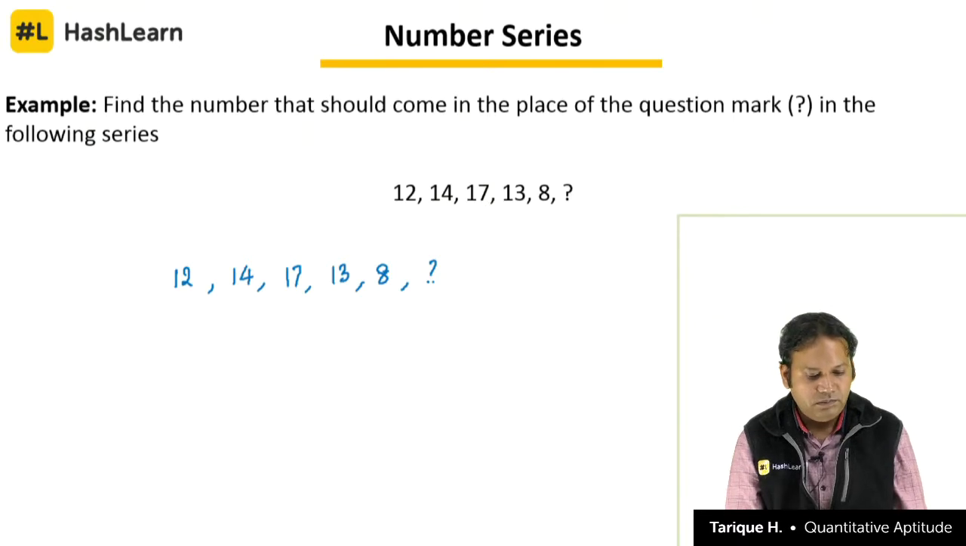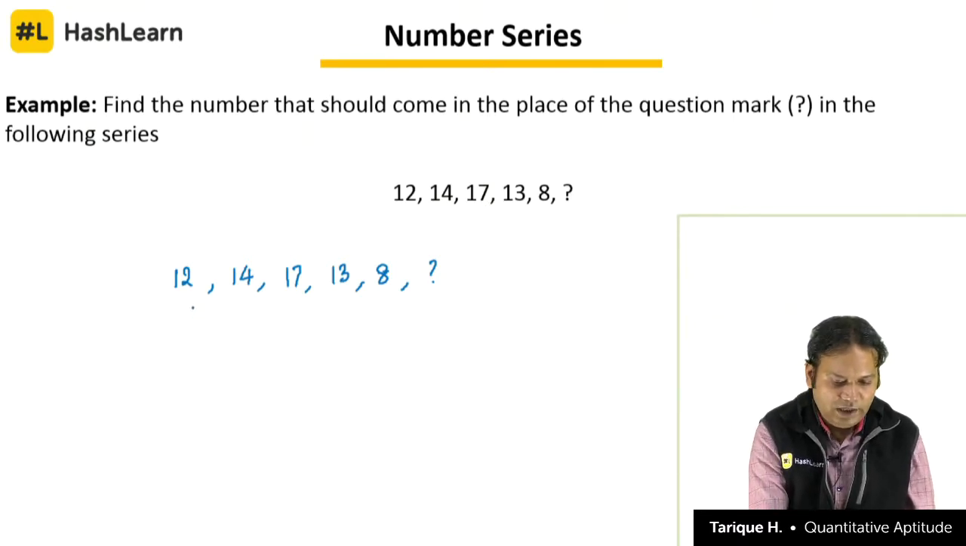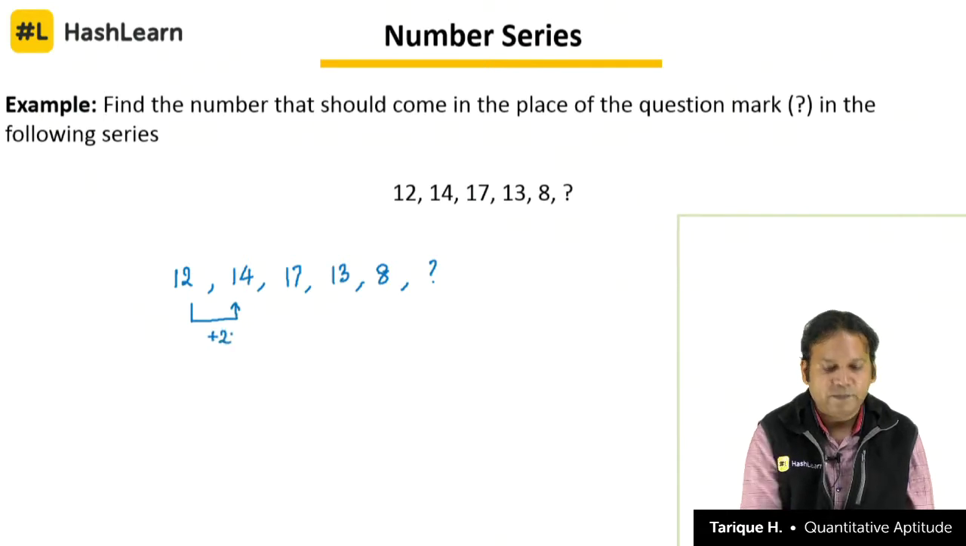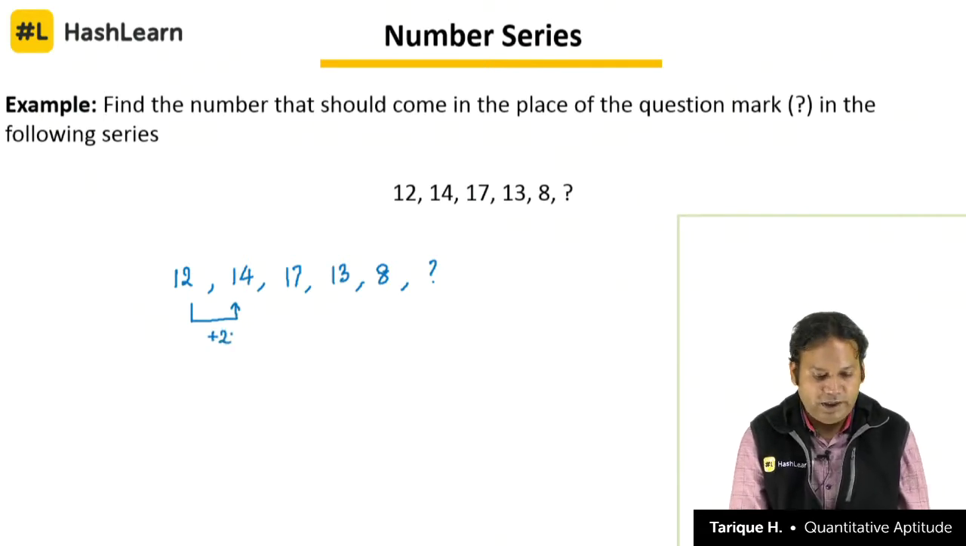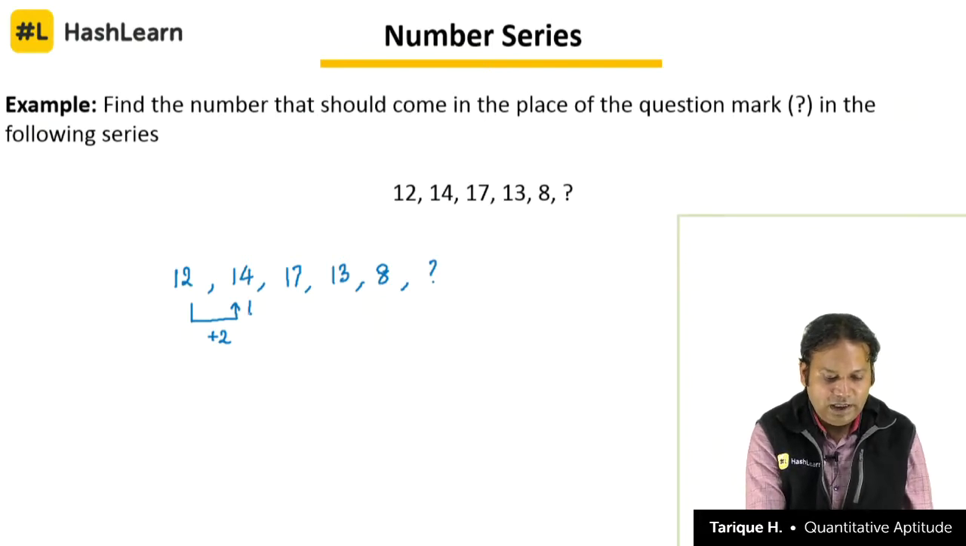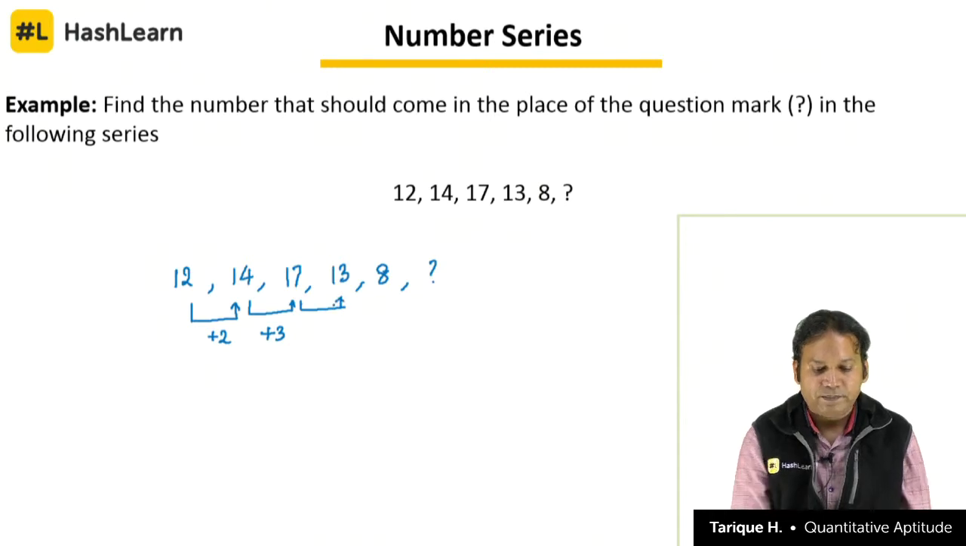So 12 and 14, what is the difference of these two numbers? We will say we are adding 2, we are doing plus 2. 12 plus 2 is 14 and 14 and 17 what we are doing is plus 3. 14 plus 3 is 17, but 17 and 13 now the number is reducing. What is the difference of 17 and 13? How much are we reducing by?